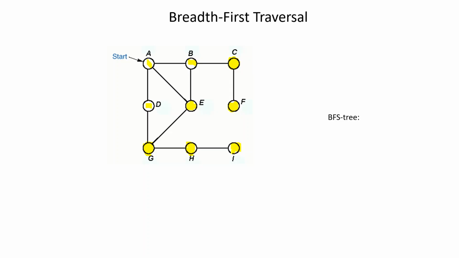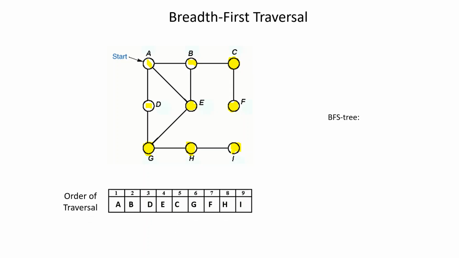Is it clear? So this will be the order: A, B, D, E, C, G, F, H, I. Then the tree we will be getting after deleting the unused or back edges is the BFS tree, or the spanning tree. They may ask you to draw the tree and the final output of this graph. Is it clear?